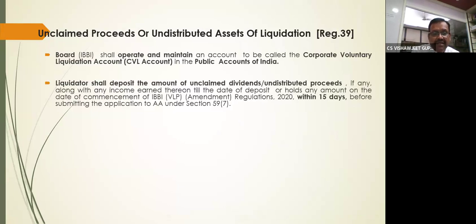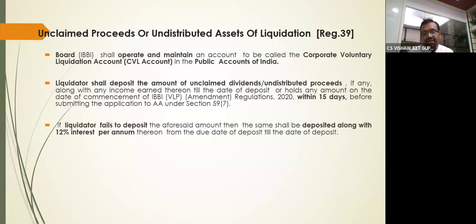In the public accounts of India, the liquidator shall deposit the amount of unclaimed dividends and undistributed proceeds, if any, along with any income earned thereon till the date of deposit, or holds any amount on the date of commencement of the IBBI VLP Amendment Regulations 2020. He will deposit these amounts within 15 days before the submission of the application to the adjudicating authority. So we will have to deposit all these amounts 15 days before the submission of the application to the adjudicating authority.